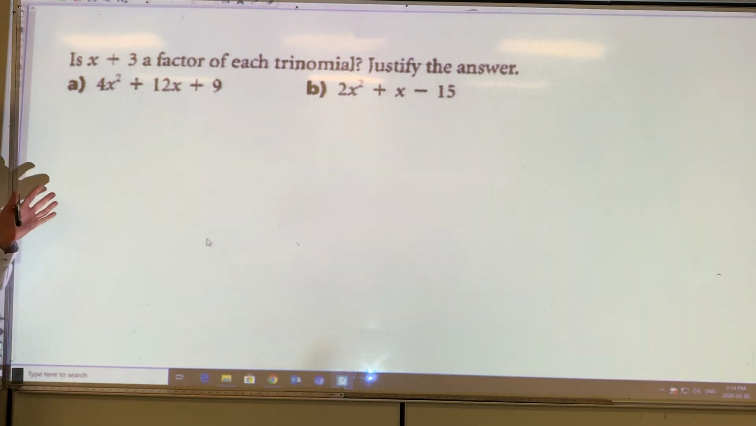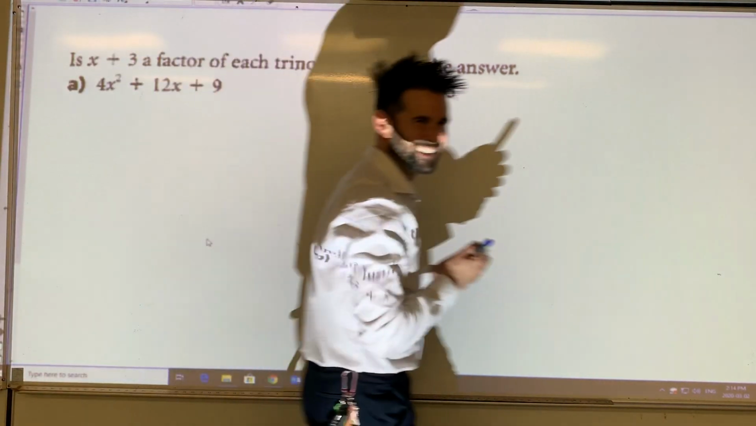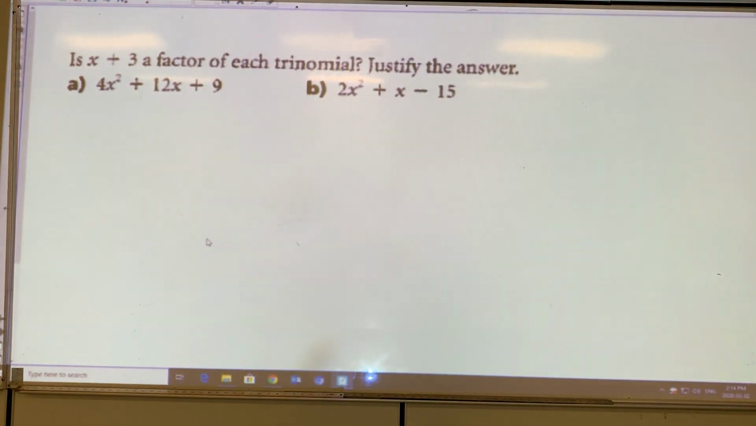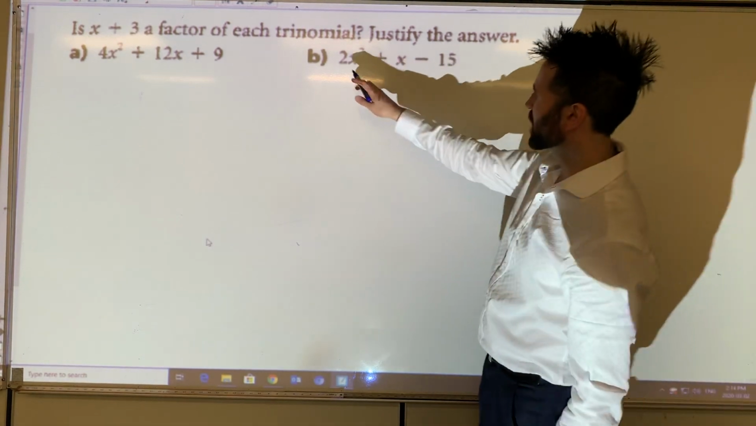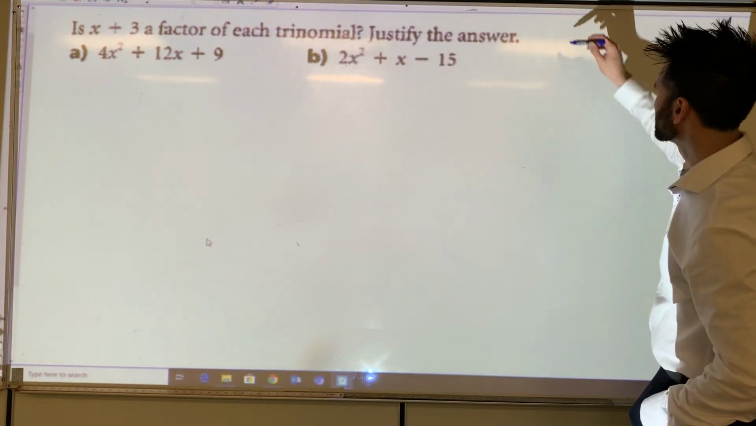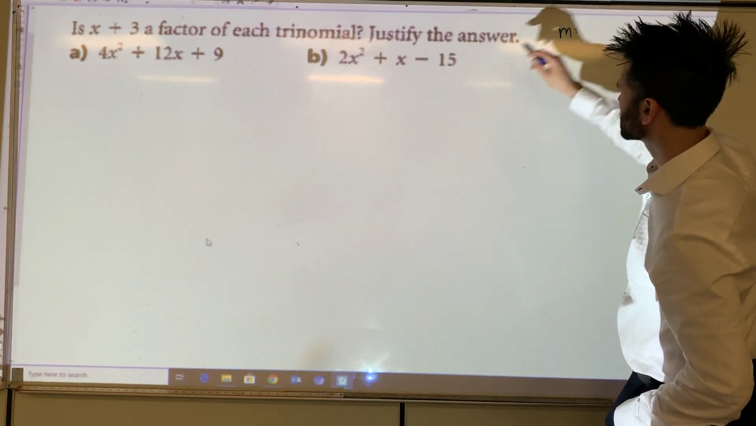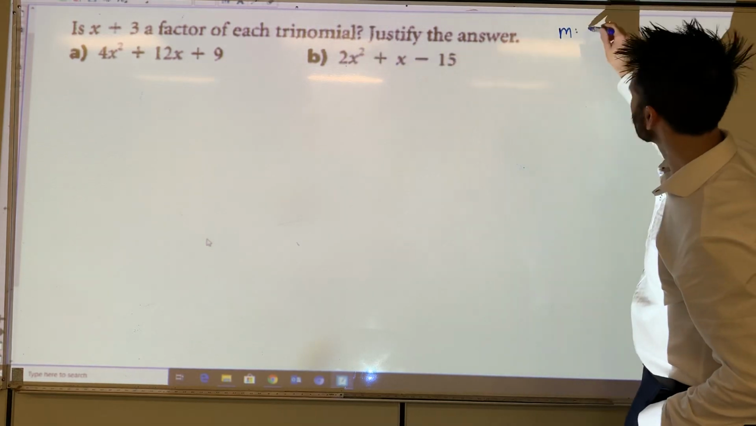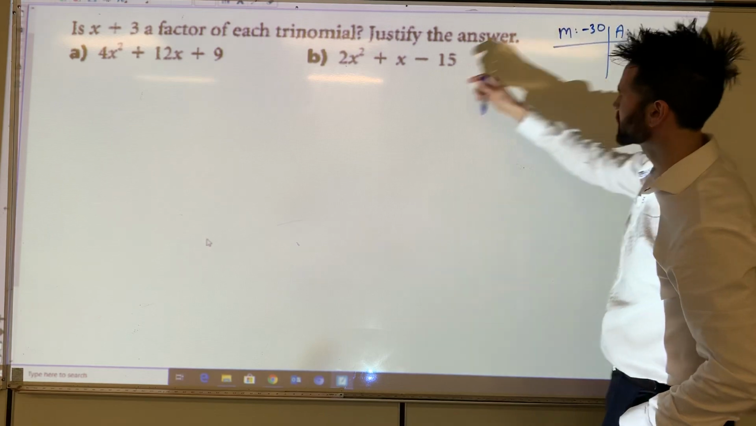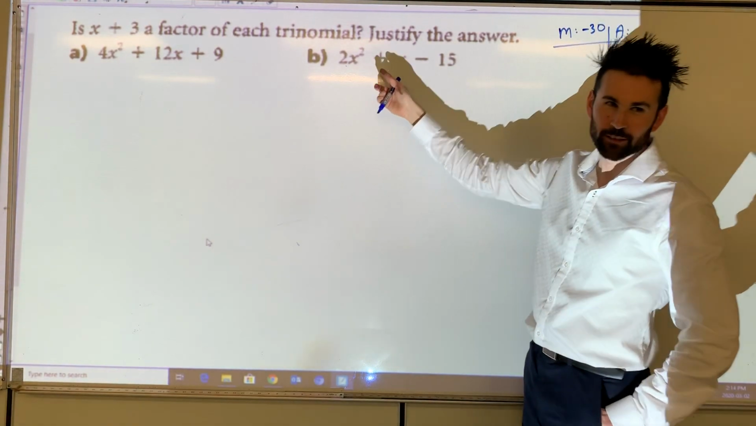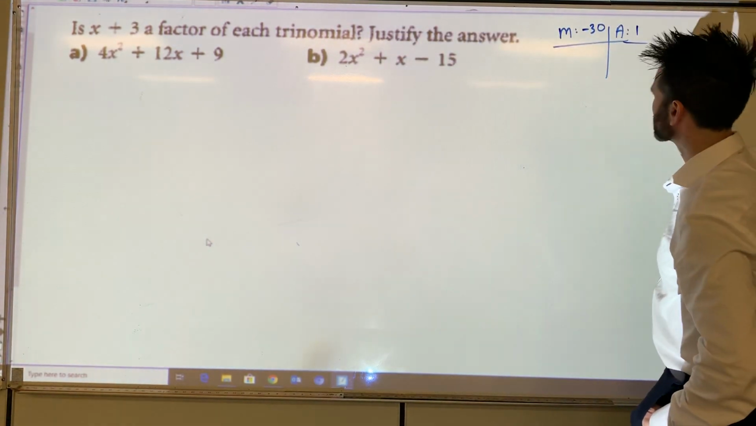Okay, so why don't we pick one, A or B? A. Good choice, let's do B. It just looks like smaller numbers to me. Okay, so it's a decomp because that's not 1 and I can't pull anything out. So look for two numbers that multiply to a times c. 2 times negative 15 is negative 30. They have to add up to, ooh, what's the coefficient if there's nothing there? 1. Very good. You guys are smart.